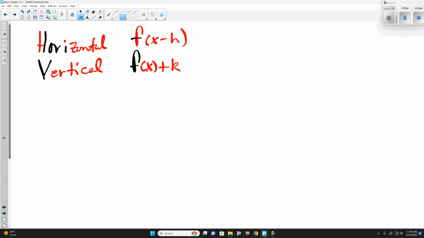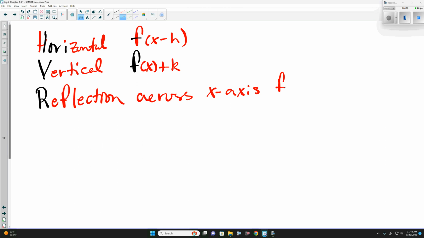That was 13. Now, looking at today's lesson, we're continuing on. We'll do a few more reflections, and then we're going to look at vertical stretch and shrink and horizontal stretch and shrink. What we finished off yesterday was the reflection across the x-axis and the reflection across the y-axis. If we reflected across the x-axis, we used the notation negative f of x. If we reflected across the y-axis, we used f of negative x.